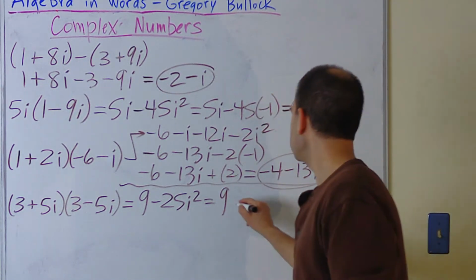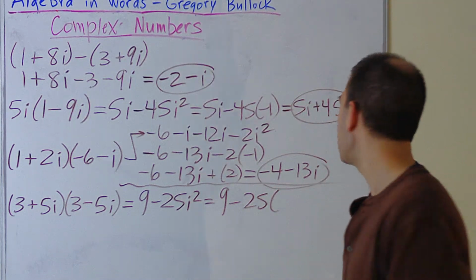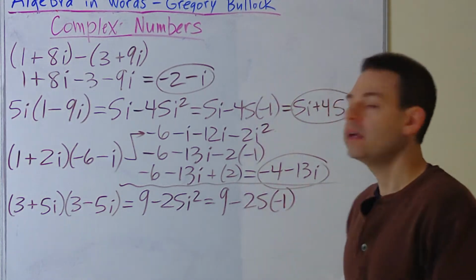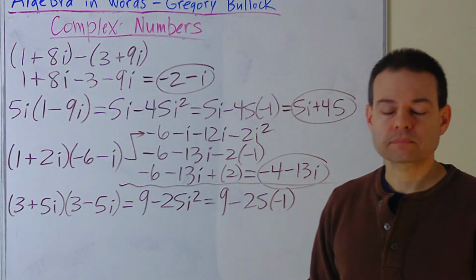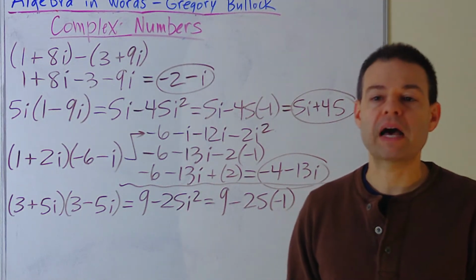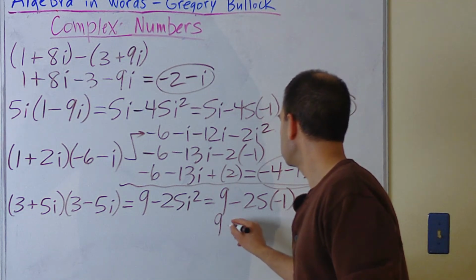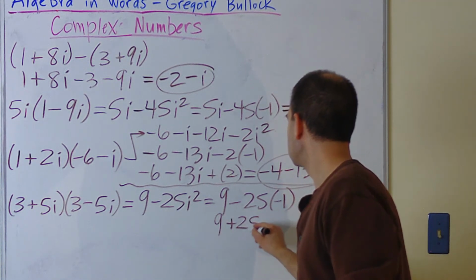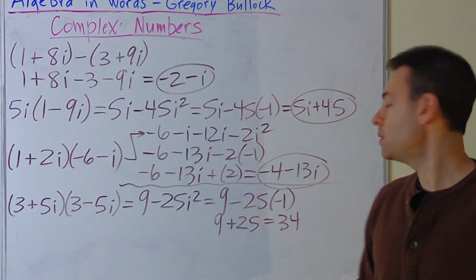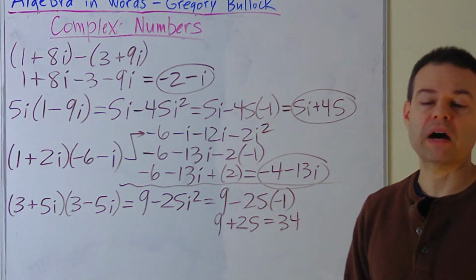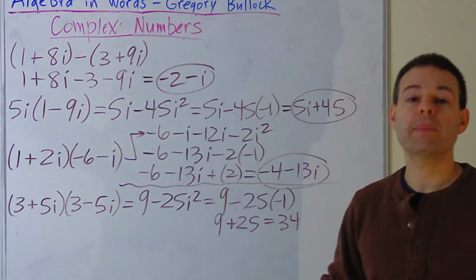Rewrite the 9 and the minus 25. And now interchange the I squared with negative 1. And now rewrite everything again, except now multiply the negative 25 times negative 1, which will now be positive 25. And now we can combine the 9 with the positive 25, and we get positive 34.